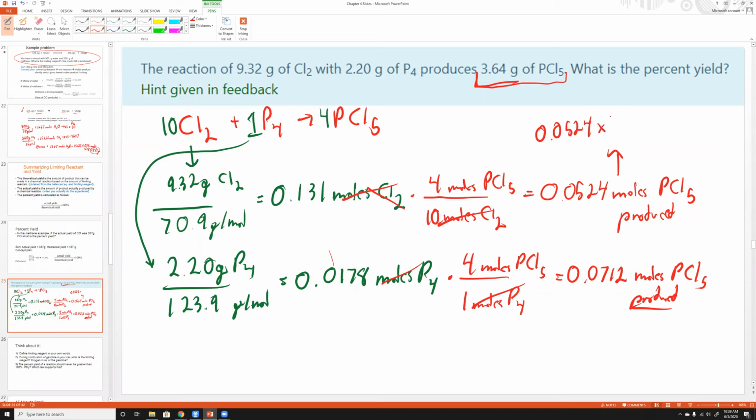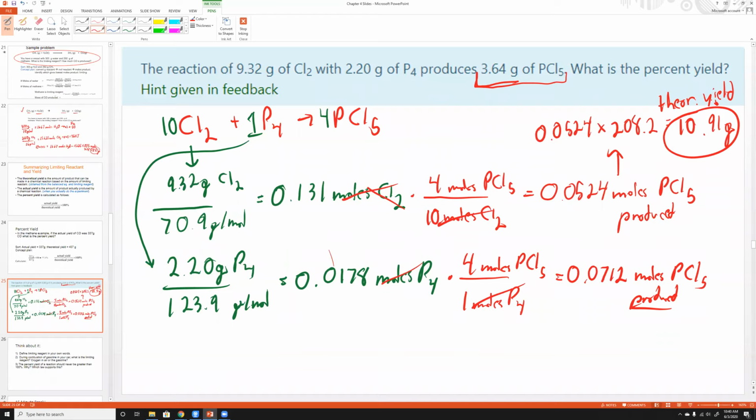0.0524 times the molar mass of PCl5, which is 30.947 plus 5 times 35.45, 208.2. So you take that number times 208.2, and you get 10.91. So yeah, that's a decent amount. So you get 10.91 grams is the theoretical yield. I'll put theor yield.